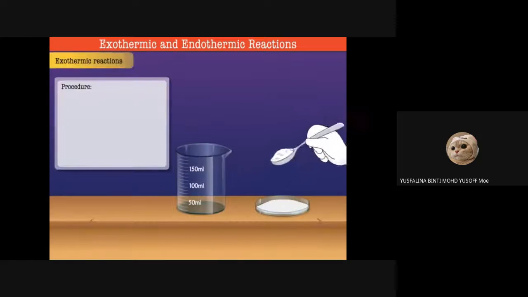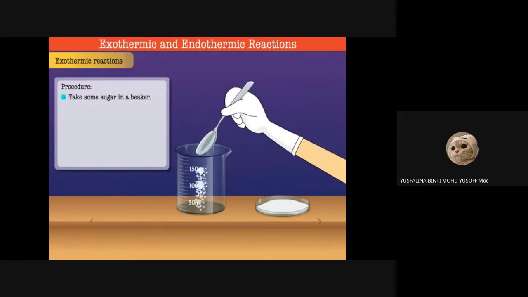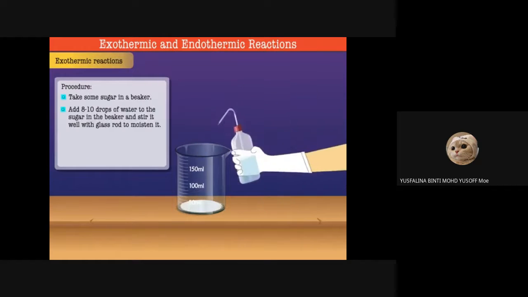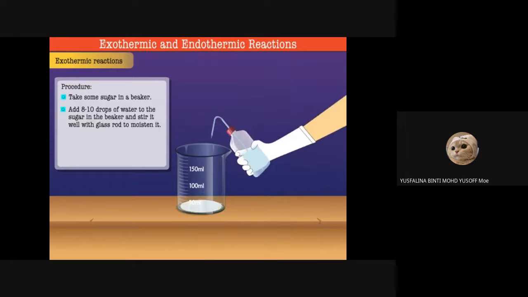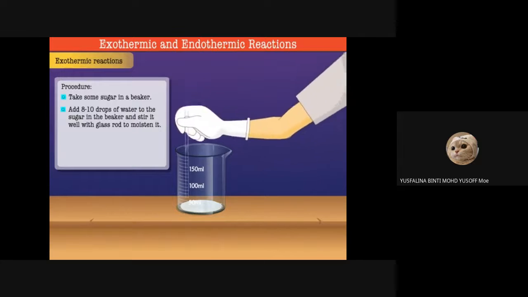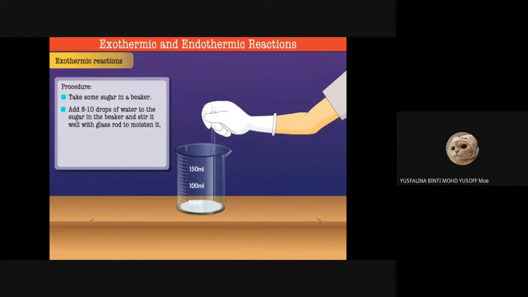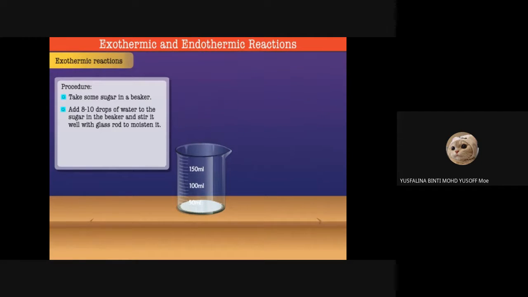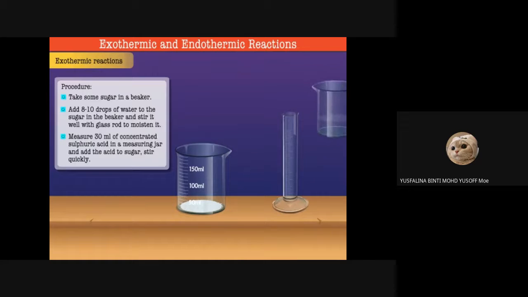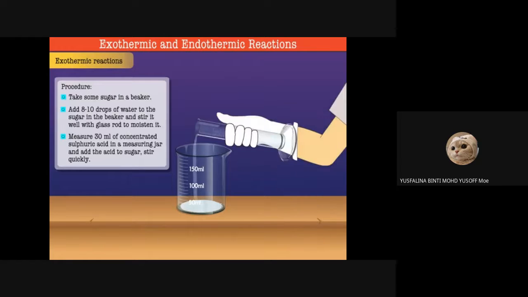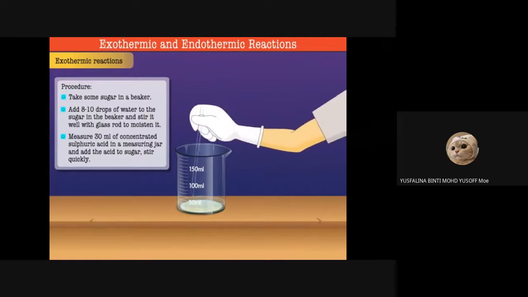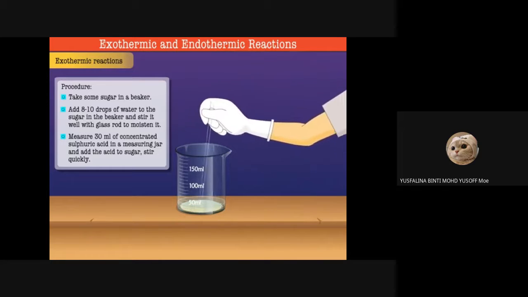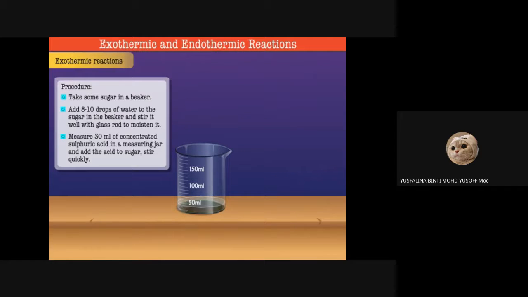Let us take some sugar in a beaker. Add 8 to 10 drops of water to the sugar in the beaker and stir it well with a glass rod to moisten it. Now measure 30 ml of concentrated sulfuric acid in a measuring jar and add the acid to the sugar. Stir quickly. See that the acid covers the sugar.